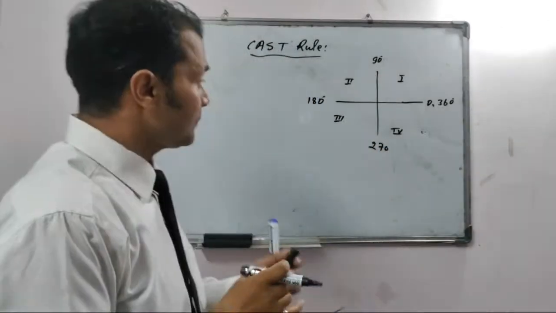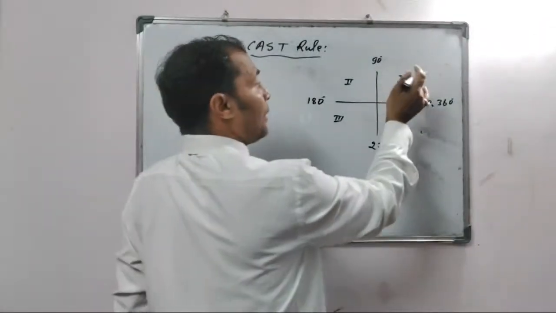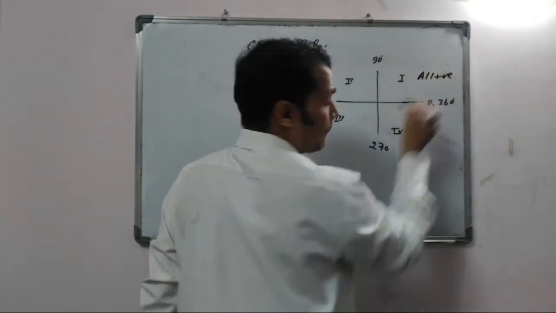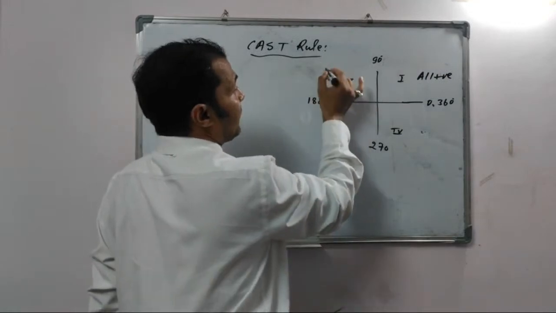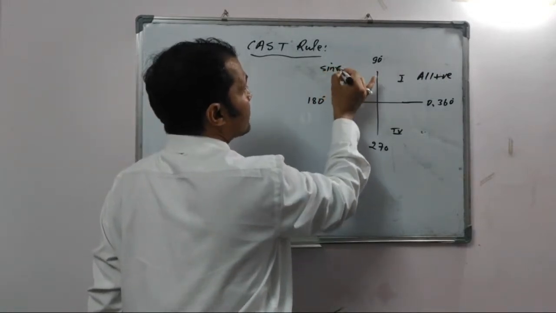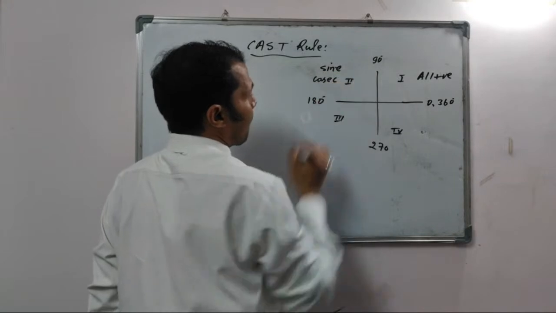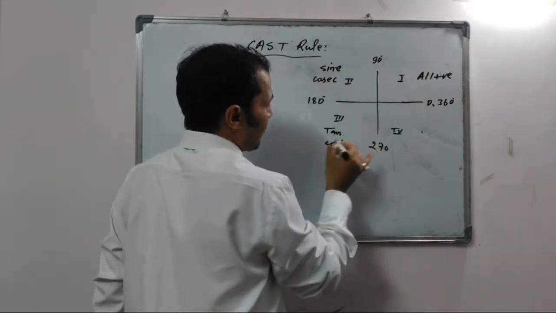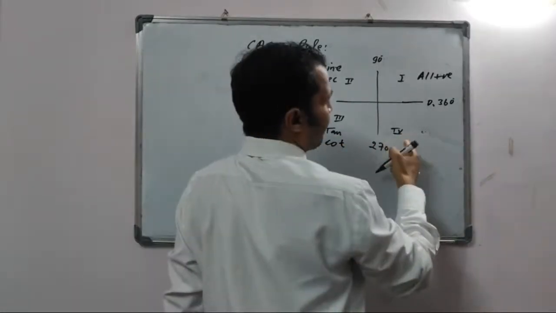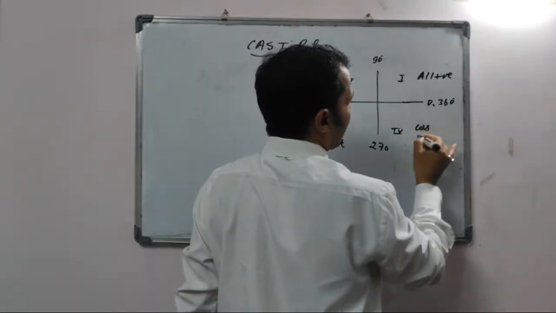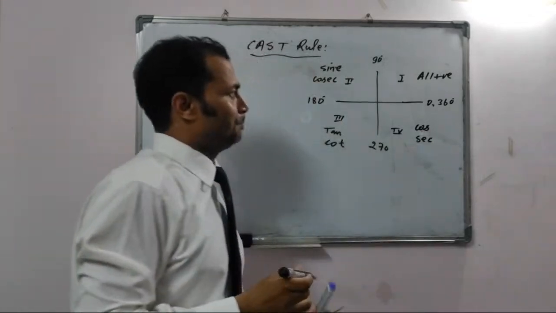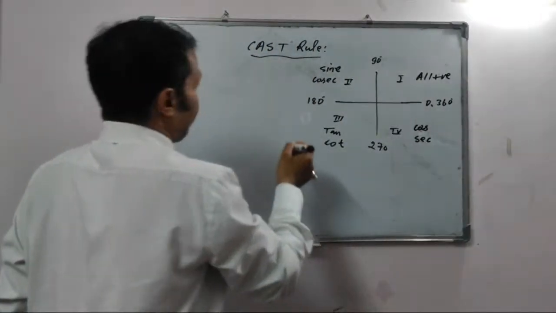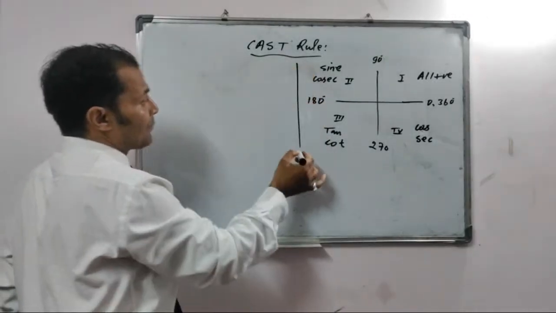Now again, in the first quadrant, as you know, all ratios are positive. In the second, only sine and cosec are positive. In the third one, tan and cot are positive. And in the fourth one, cos and sec are positive. Now, after knowing this, there are some very important things you should know.